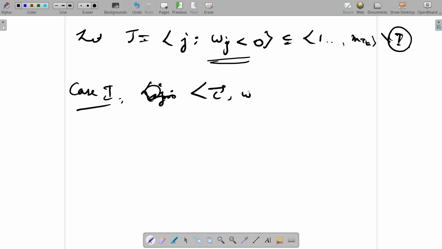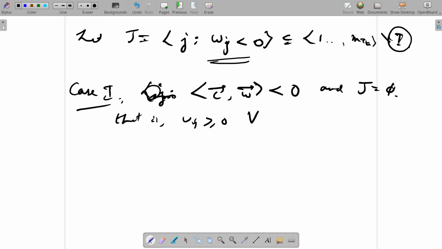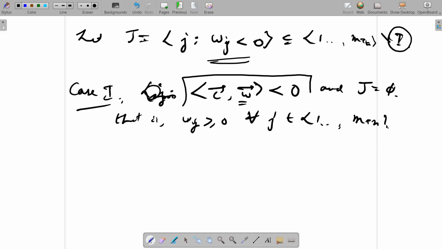is C dot W is strictly less than 0 and J is empty. That is, Wj is bigger than or equal to 0 for all j in 1 through m plus n. So it is never negative. So remember, by our choice of W, we had ensured that this is less than or equal to 0. Here I'm assuming it is strictly less than 0. So that is my case 1.